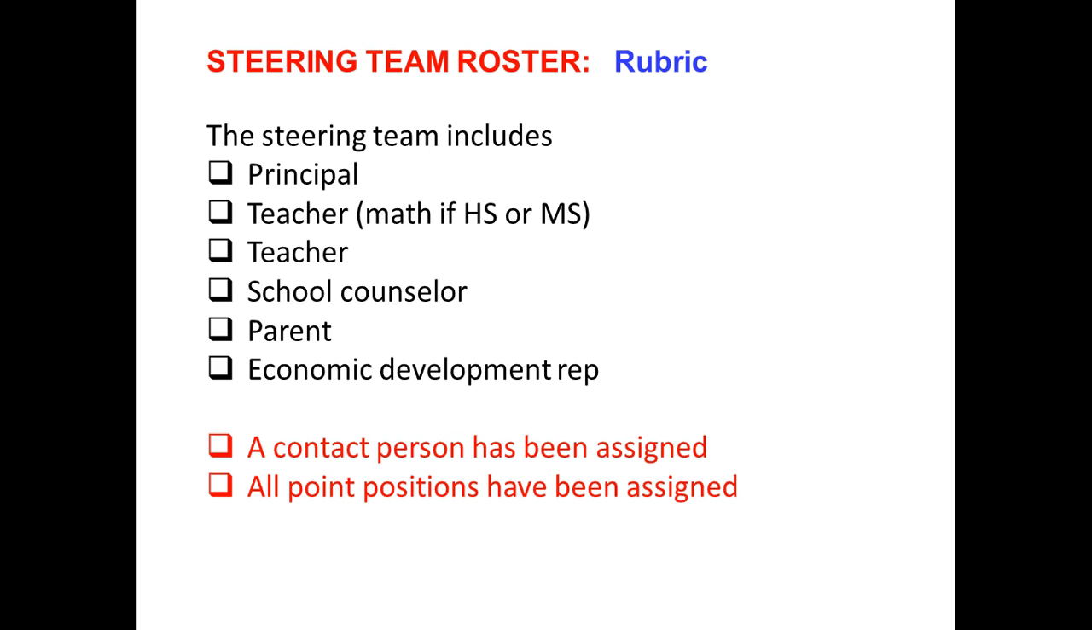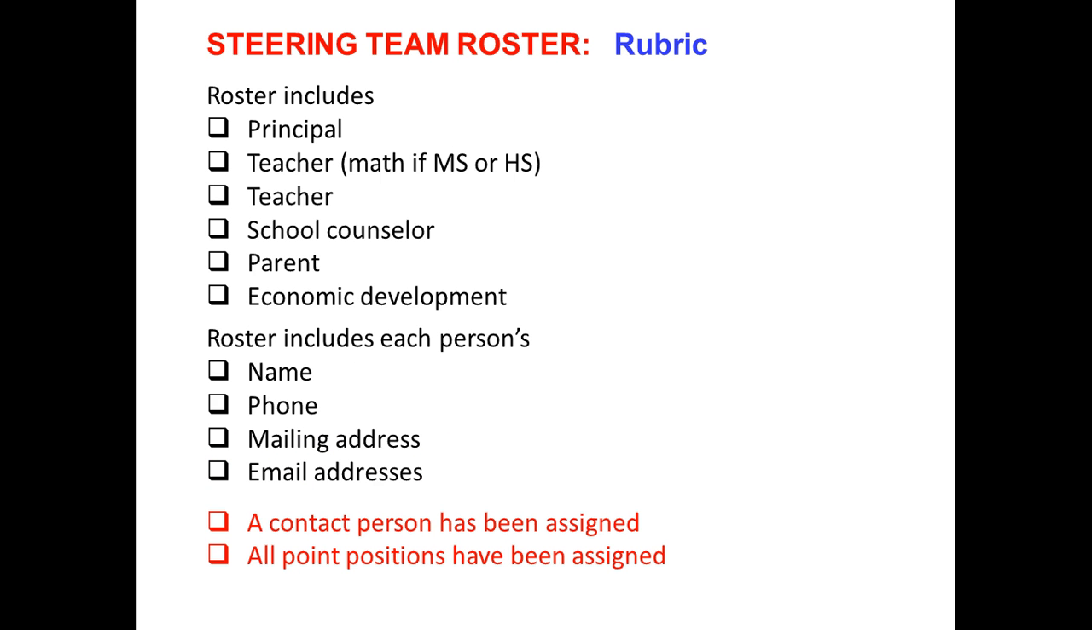There is the rubric items, and I'm going to switch to this slide. There are the rubric items. The roster includes the 6 people we're looking for, and then it includes those people's contact information. And then the things in black should already be done. Probably the person that convened your steering team has already done those things.